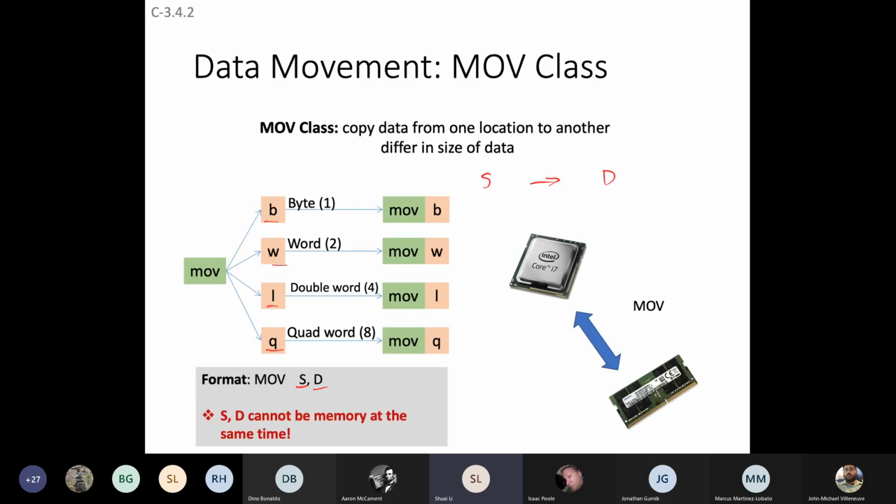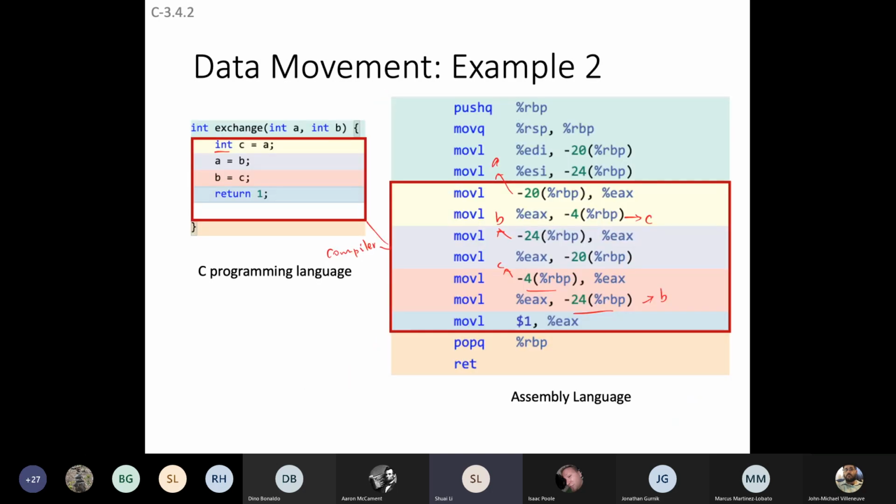And let's quickly go back. So here, source and destination cannot be memory at the same time. That means if you want to move from one memory place to the other, you cannot use one single move. You have to break it out using 2 moves. First, move the memory to the register. The second move is from the same register to the other memory location. That's the reason. Okay, great. Is there any other questions?